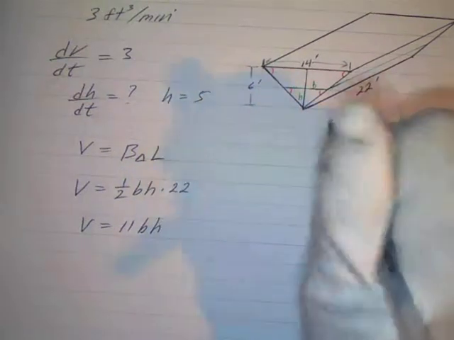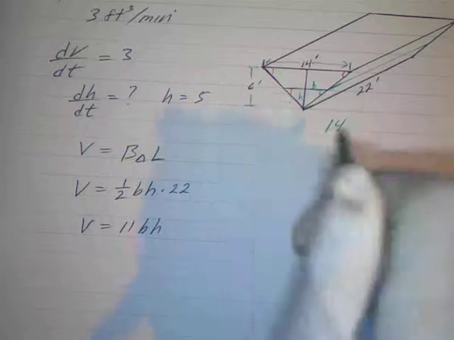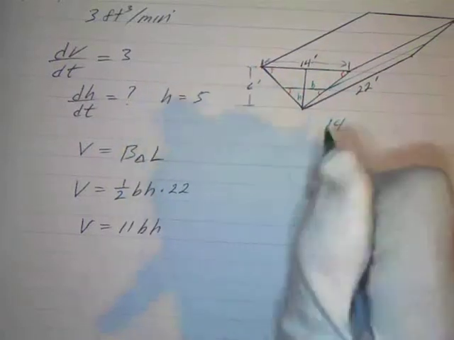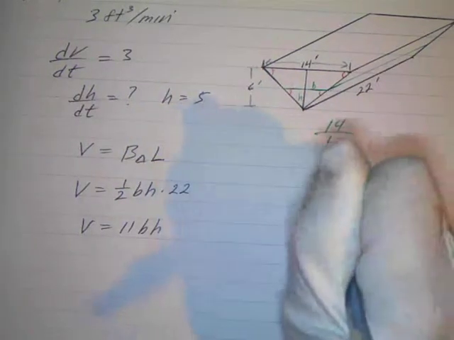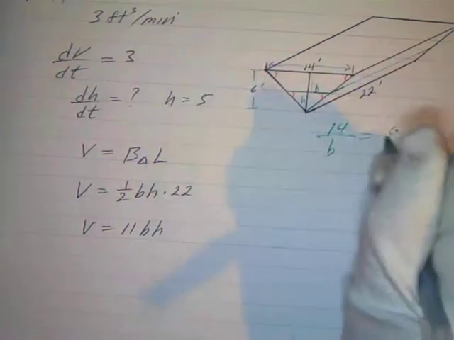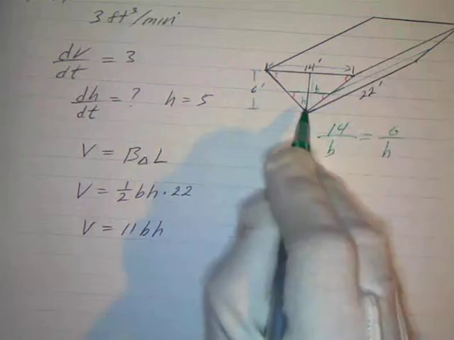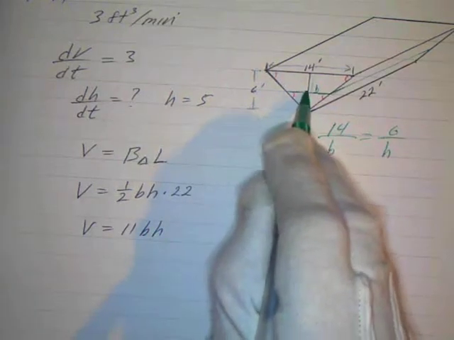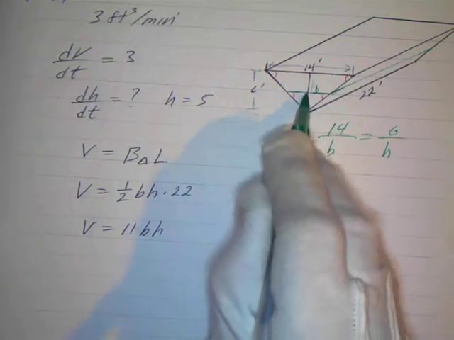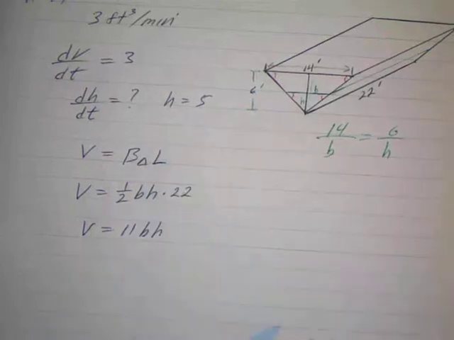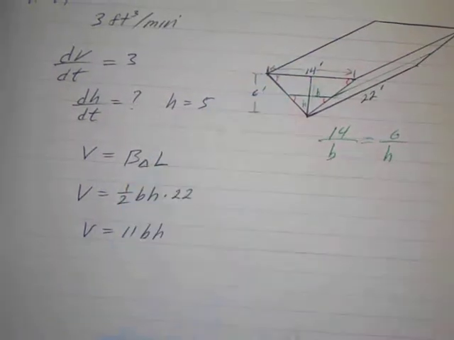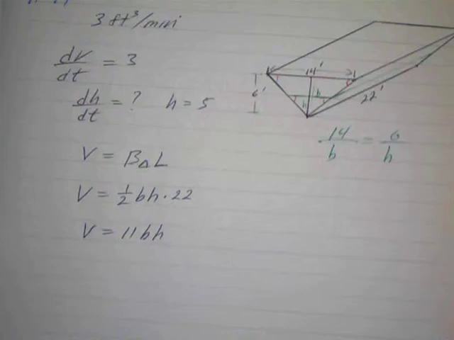So my big triangle, the base is 14, and the small triangle here, this base I call that B. So big triangle to small triangle, 14 to B, is the same thing as big triangle 6 to little triangle H. And this is the part that's changing. So the H is going up. So even though it's upside down, it works out because it's going up because we're adding water into this. We're pouring water into this thing. Okay.